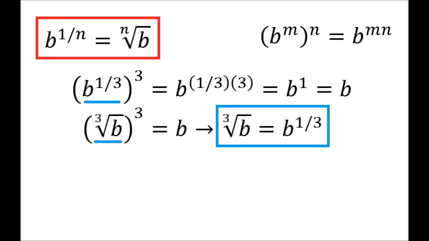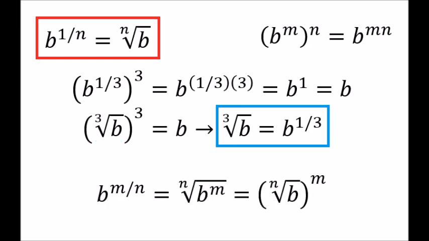But by definition, the inverse of cubing is taking the cube root. So the cube root of a number cubed is also equal to b. Putting them together, it can be seen that the cube root of b is the same as b to the 1/3. The same reasoning applies to other values of n, not just 3.